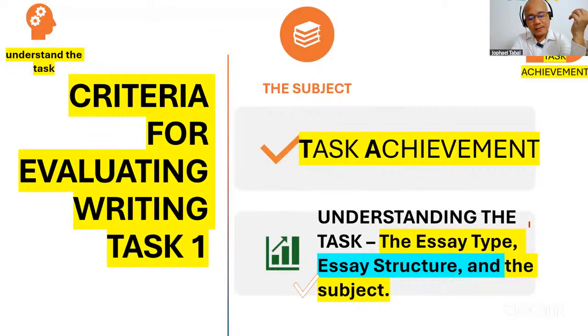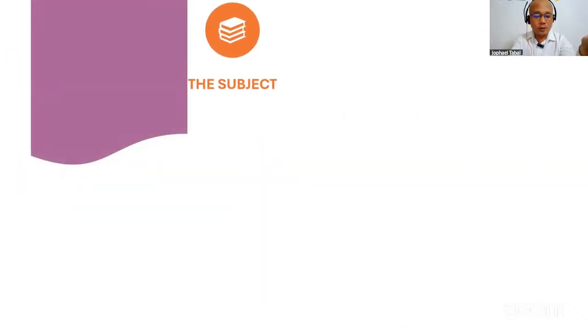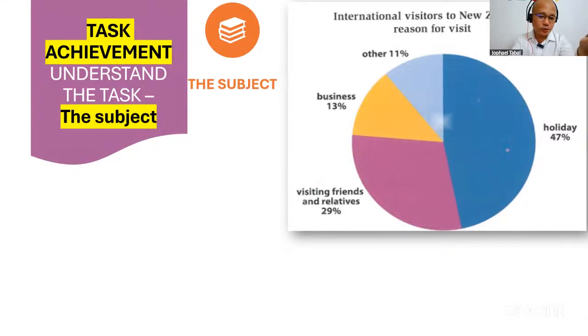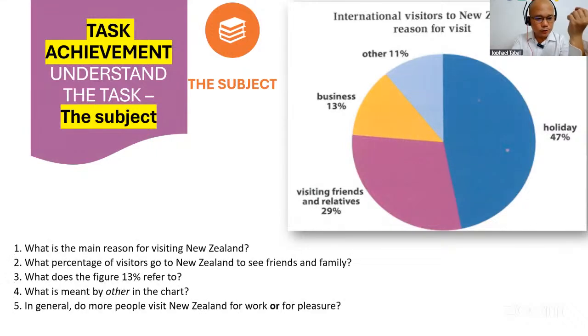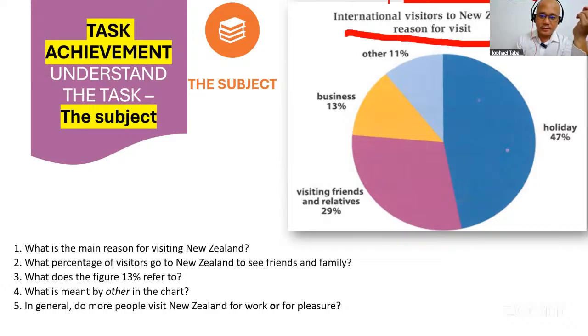So what is the subject of the essay? There is a main question there, okay? What is a subject in the essay? What is being asked in the graph? That is the subject there. So for example, here in this graph, what does it ask you? The graph asks you to summarize information of the international visitors to New Zealand. All right, this is the main subject, and this is what the graph asks you. It asks you to give a summary of the international visits to New Zealand.